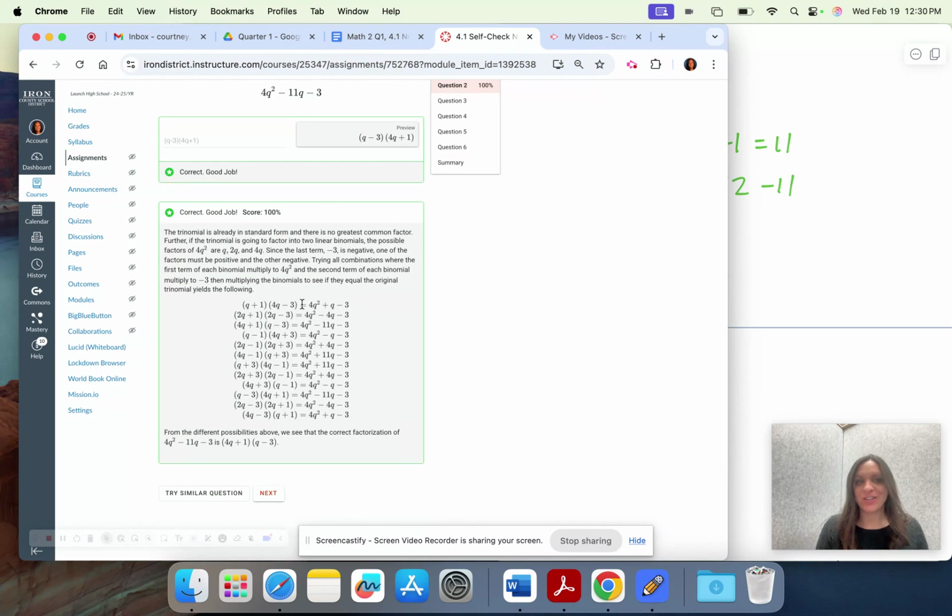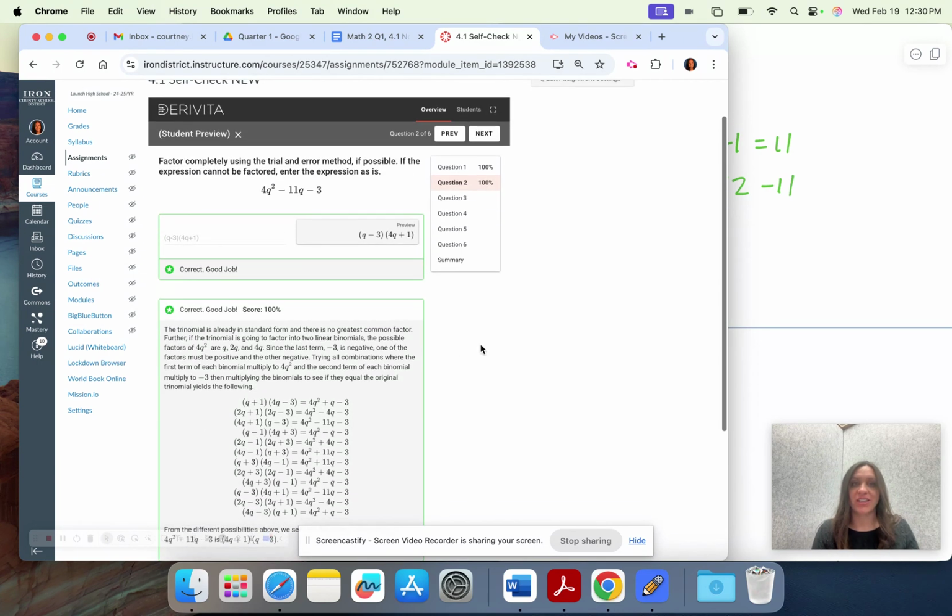So look at all that trial and error. Those are all the options, and you would have to multiply those. So you would have to multiply at least 5 to 10 times before you got the right answer. So that's why I did that by grouping.